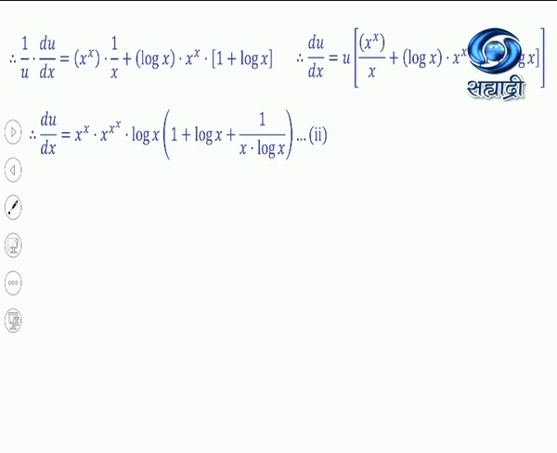When you take x to the power x into log x as common, that means you have to divide here by x to the power x into log x. After simplifying, you will get this. Now students, we say this is number 2.